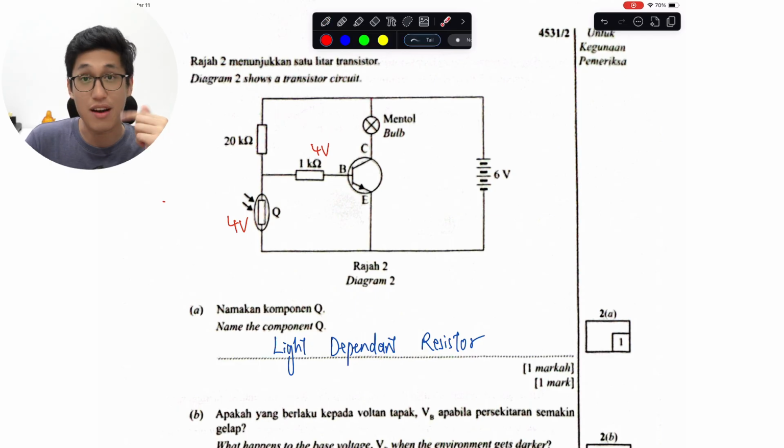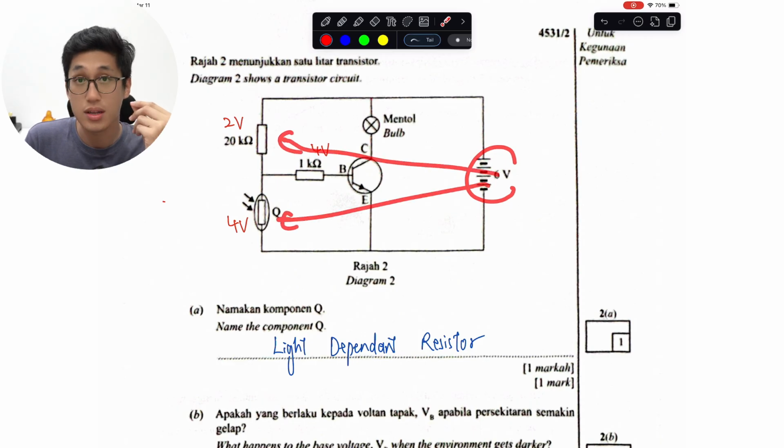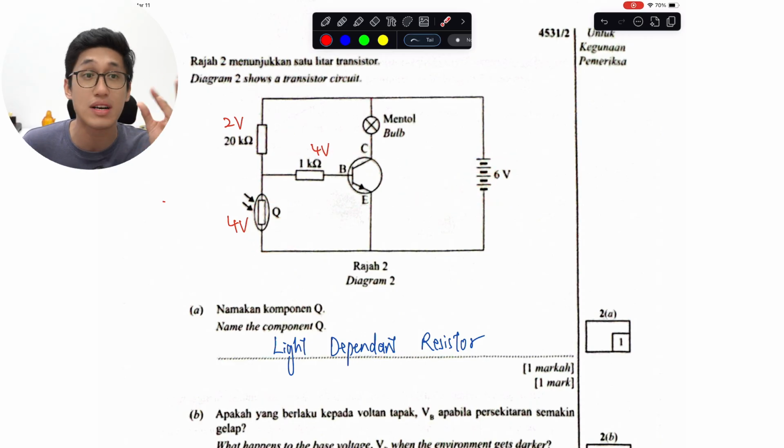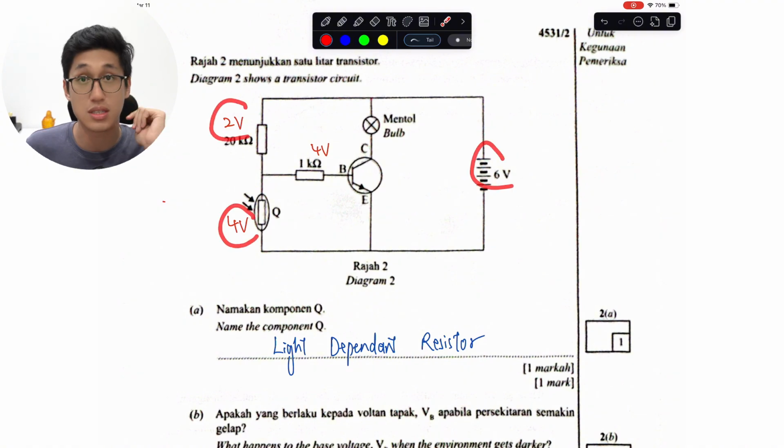Now, actually, from here, you can tell this is 2 volts. Why? There's only 6 volts in total. These 6 volts, remember, is shared between the two. These two are fighting for whoever gets more voltage. So, 4 volts, 2 volts, total 6 volts.